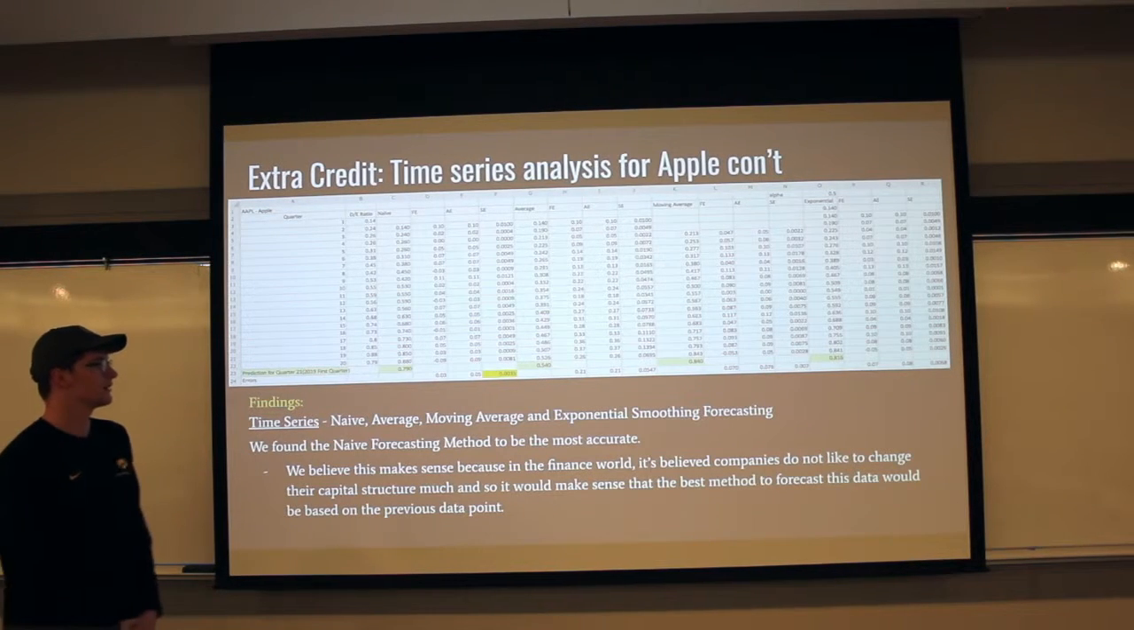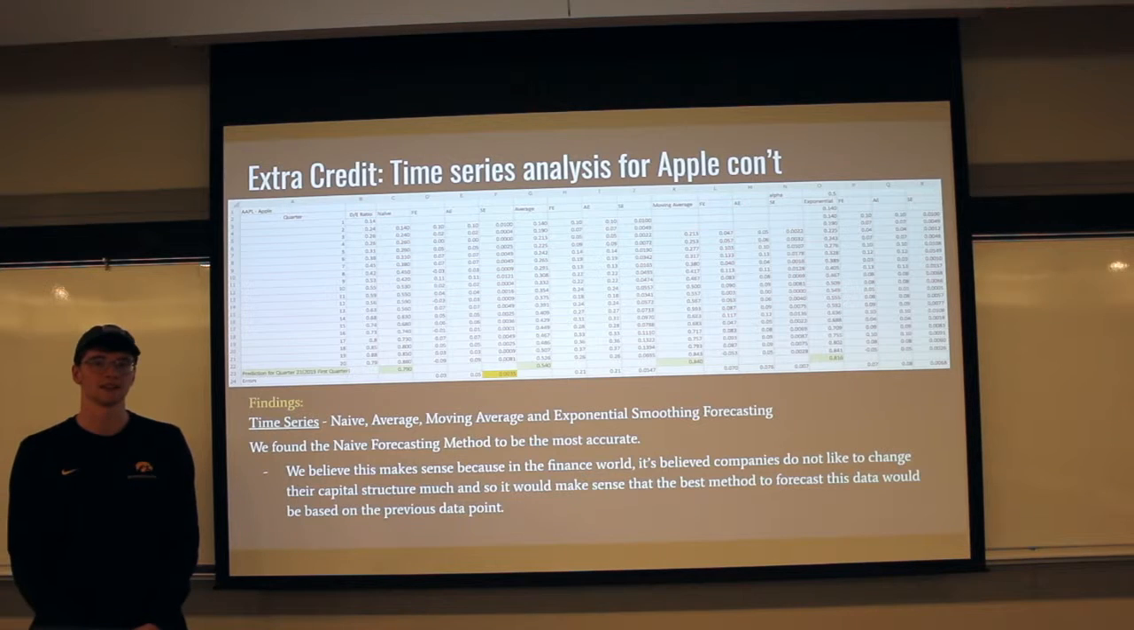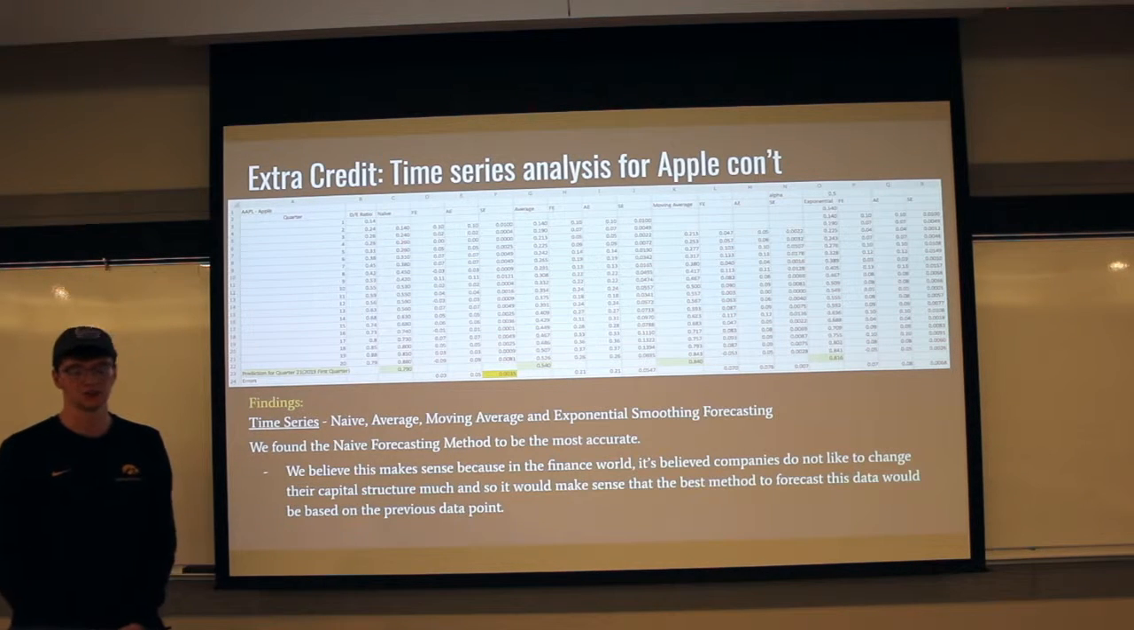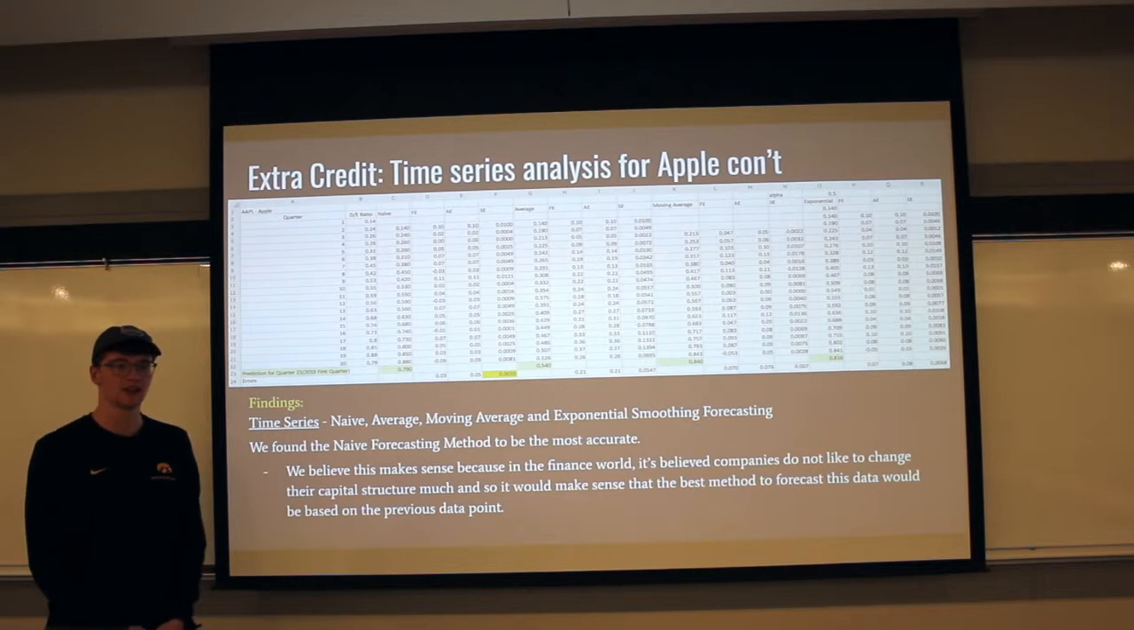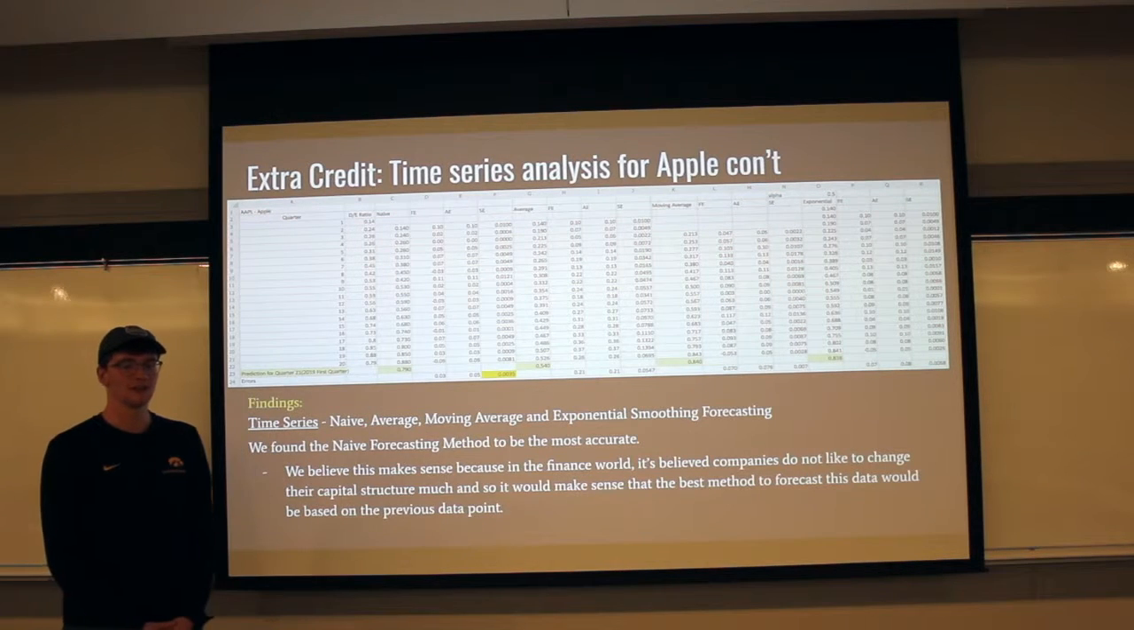This is the sheet that we generated using all the forecasting methods that were taught to us this semester, which included naive, average, moving average, as well as exponential smoothing. We found the naive forecasting method to be the most accurate because the root mean square error was the lowest. We believe this makes sense because in the finance world, it's believed that companies do not like to stray from their capital structure much. And so it makes sense that the best method to forecast this data would be basing it off of the previous data collected.